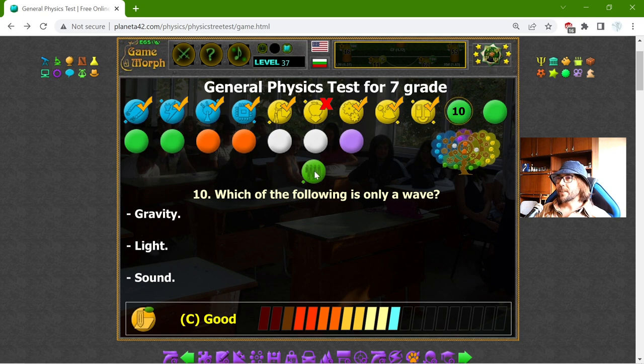Okay, question number 10. Which of the following is only a wave? Gravity is not a wave. Light can be seen as wave and particle, and the answer should be sound.